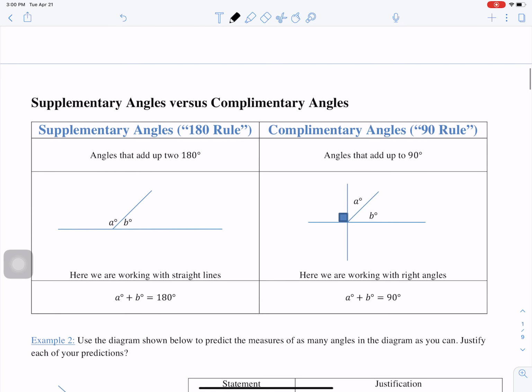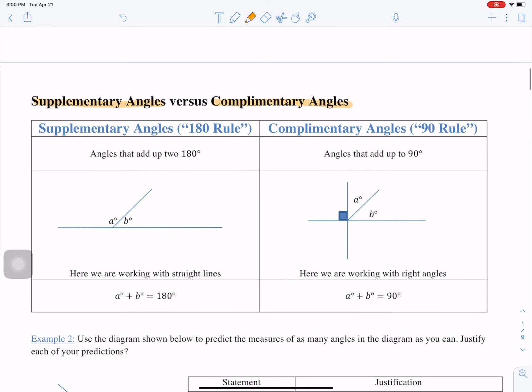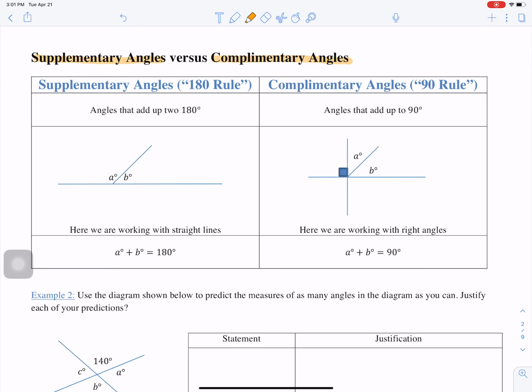Now we're going to go through and talk about another two new terminology. So we're going to talk about what a supplementary angle is versus a complementary angle. And so this table that I provided shows the difference. So supplementary angles are what I exactly call the 180 rule. And complementary angles, we can call it the 90 rule.